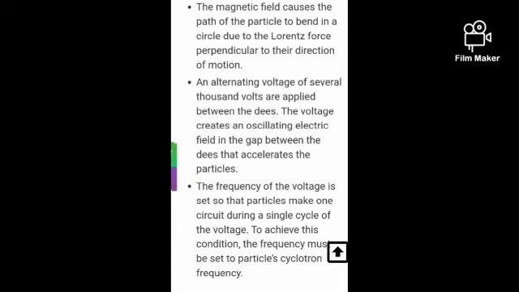Obviously, we have to rotate the charged particle again and again in the strong magnetic field as well as the electric field, and after some time it will require high voltage, and then we'll let it escape from that window, and the charged particle hits the target. The frequency of the voltage is set so that the particle makes one circuit during a single cycle of the voltage. You getting it?